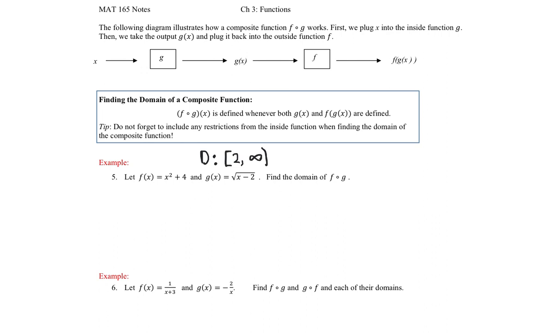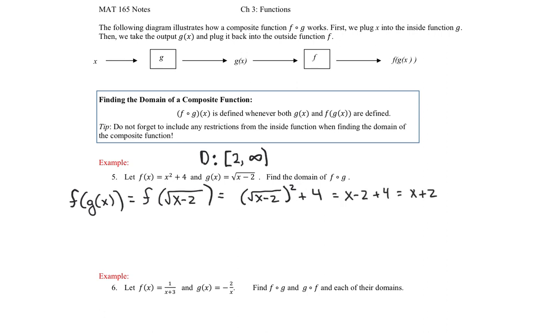Now, let's go ahead and do our composition here. We're going to plug g into f, and we're going to plug in root x minus 2 into f. And we'll get this, and we'll get x plus 2 for an answer.